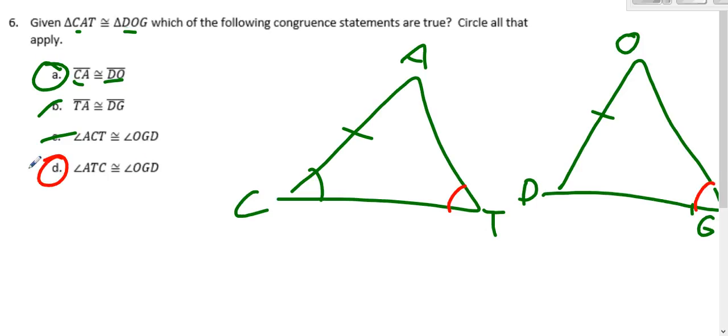You could also just compare the letters. ATC, so that's the second, third, first. OGD is second, third, first. As long as the order matches up, it's true.